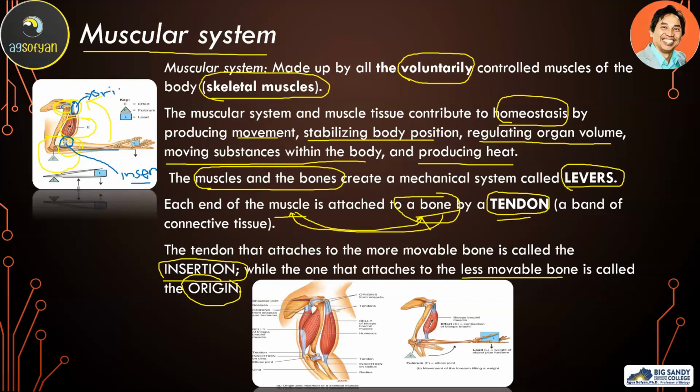Okay, so the muscle has two tendons, the origin and the insertion. The middle part of the muscle itself is called the belly. Okay, so belly, origin, and insertion. So these are the three parts of a muscle that attach to our bones and move our bones, our skeleton.